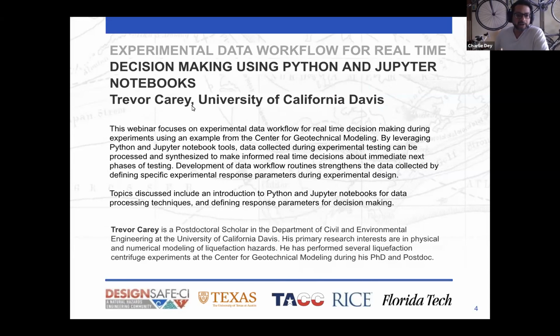All right, so moving into today's topic: the experimental data workflow for real-time decision-making using Python and Jupyter notebooks. As you know, Python has become the go-to language for data analytics and data analysis. And of course, DesignSafe has featured Jupyter notebooks since its inception.